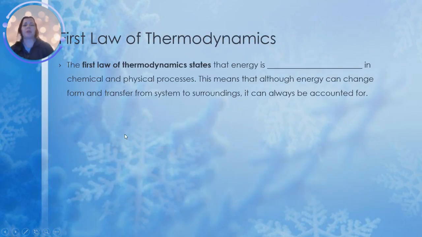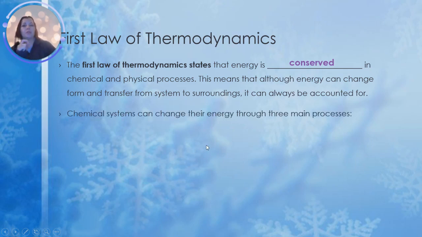So remember the first law of thermodynamics, which states that energy is conserved in chemical and physical processes. This means that although energy can change form and transfer from system to surroundings, it can always be accounted for. So chemical systems can change their energy through three main processes. Number one, heating and cooling. Number two, phase changes. And number three, chemical reactions.